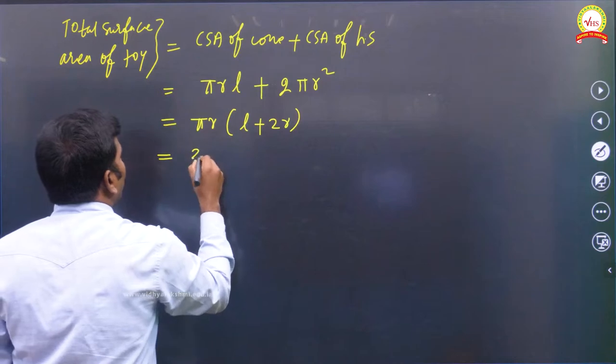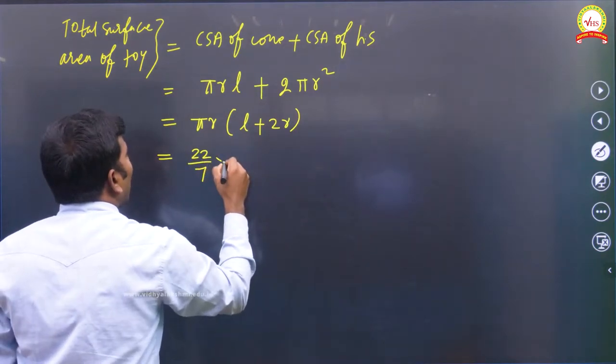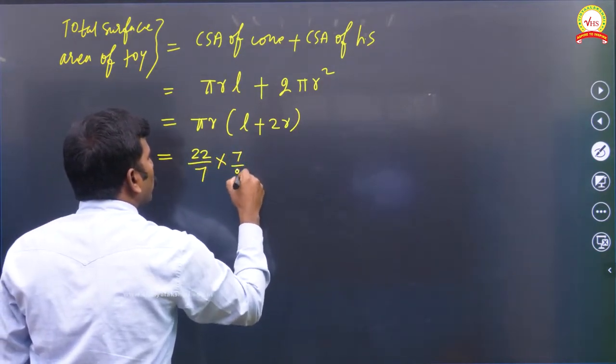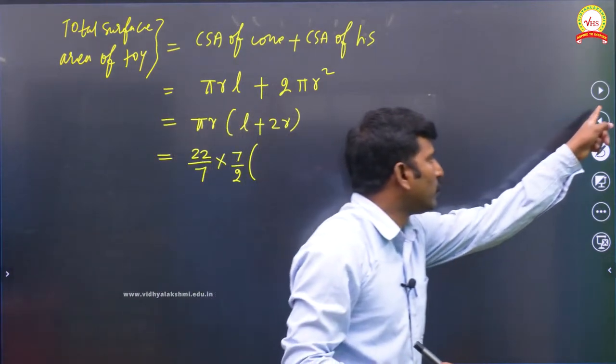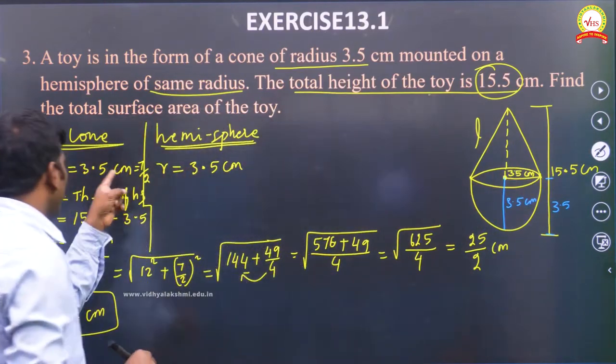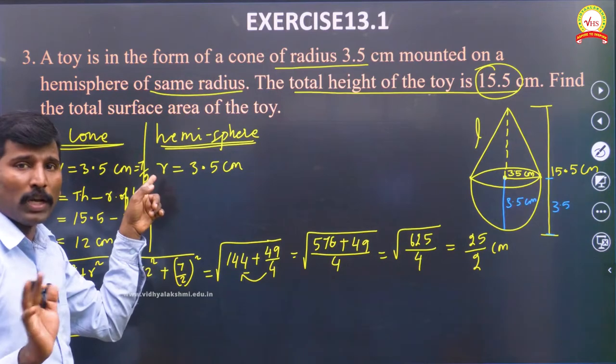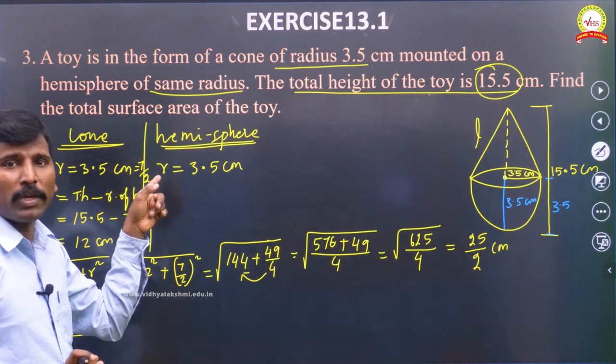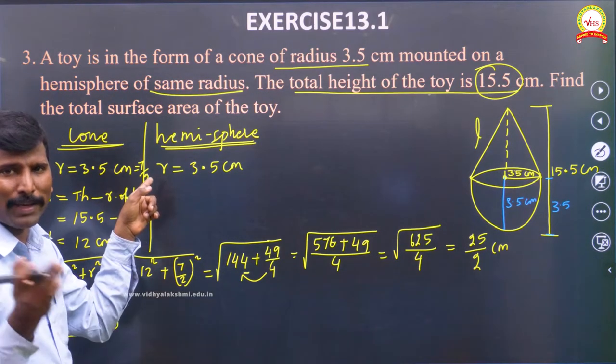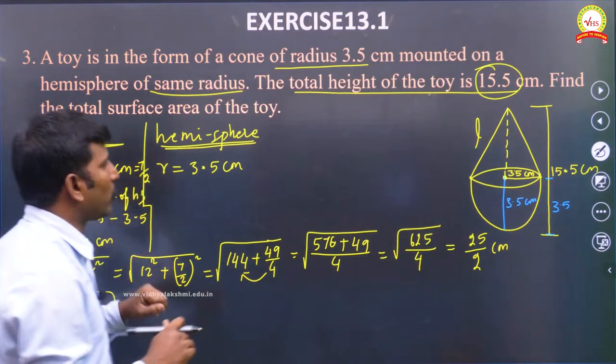Pi value we know very well, 22 divided by 7. R is 7 by 2. Here you see the r value is 7 by 2. Or else you can give a decimal. I am taking 7 by 2, if you need we will take decimal, but if we go like this, cancellation will be easy. 7 by 2 I am taking.